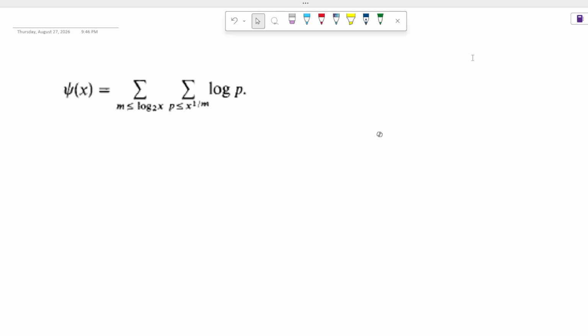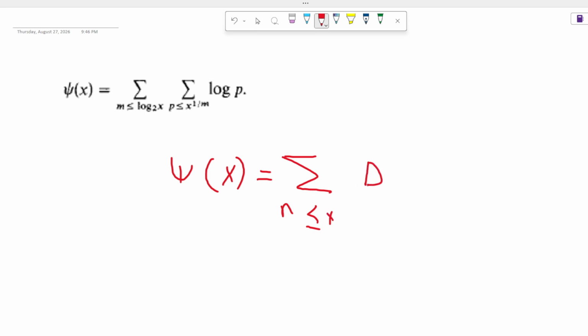Today we're going to be proving this very beautiful formula involving the Chebyshev function. So basically, we can start by defining the Chebyshev function, which is defined by another arithmetic function called the Mangoldt function. The Chebyshev function is the sum as n is less than or equal to x of the Mangoldt function. And this function is always equal to 0 unless n is a prime power.